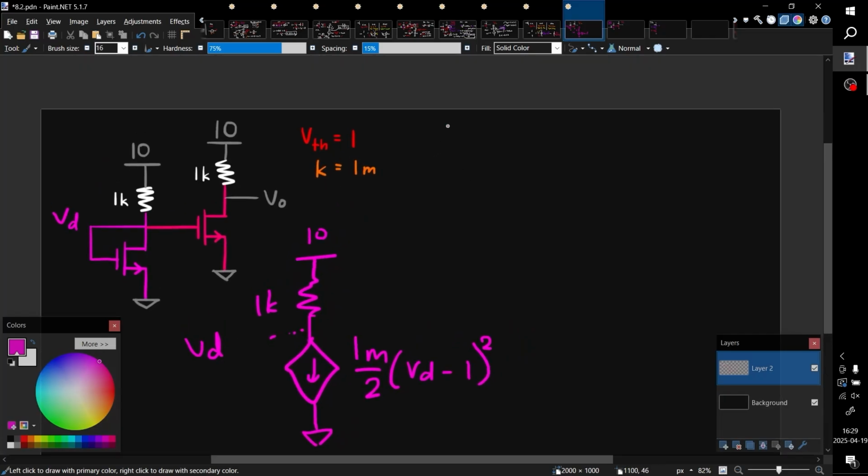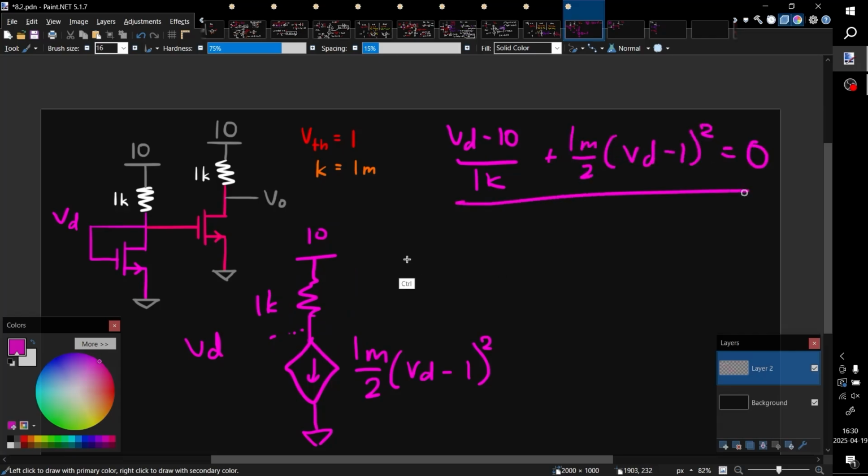Let's do some nodal analysis. VD minus 10 over 1K is this current. And the current here is this. So, equal to 0. Dalawa lang yung current natin. So, nung nag-shift solve ako, dalawa yung nakuha ko dito. VD is equal to negative 4.35 tsaka 4.35.